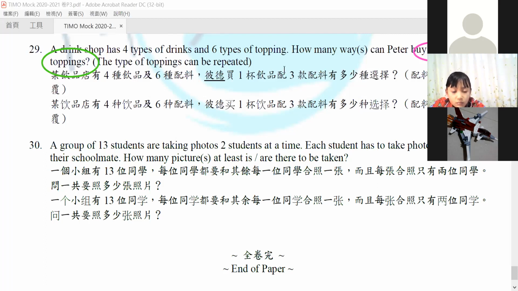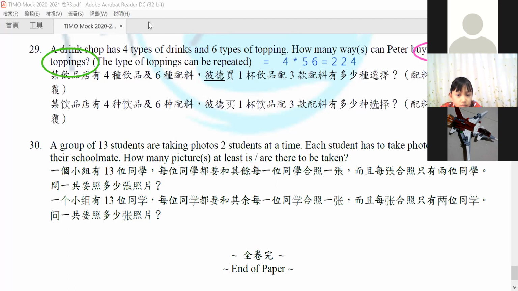So at the end of the day, it would be equal to 4 times 56, which is equal to 224. 224 is our answer. The answer in the answer sheet, if anyone got it, is wrong. It should not be 144, it should be 224. The toppings can be repeated. It directly says it can be repeated. So no, not 480, it's 224.